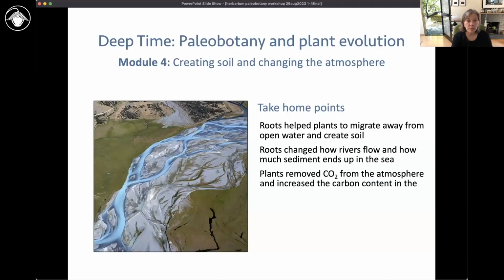So the take-home points from Module 4 are: roots help plants to migrate away from open water, or close to open water. They started to create soil and deep soil for the first time. So roots changed how rivers flow and how much sediment ended up in the sea. Plants removed CO2 from the atmosphere by chemical weathering, and increased the carbon content in the soil.